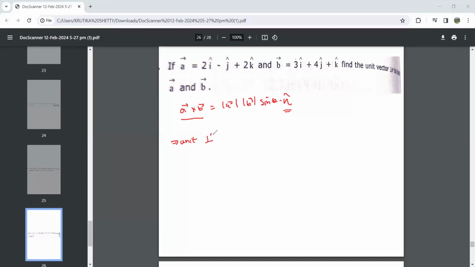The unit perpendicular vector to vector A and vector B is equal to A cross B divided by mod of A cross B. So this is the unit vector which is perpendicular to these two. A cross B, you all know how to calculate: take the determinant, then take the modulus value. Substitute in the formula A cross B upon mod of A cross B, and you will get the unit vector perpendicular to the two vectors A and B.